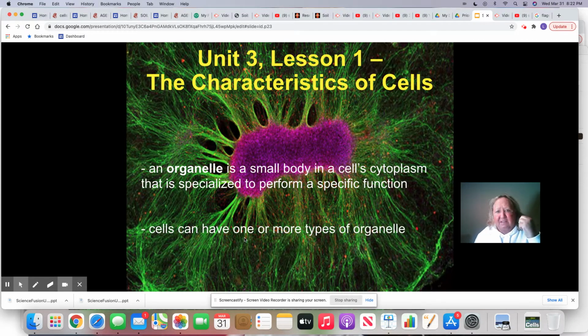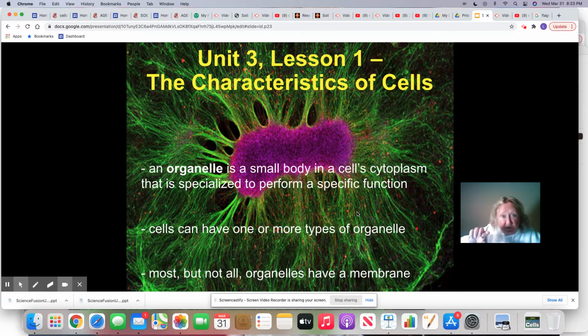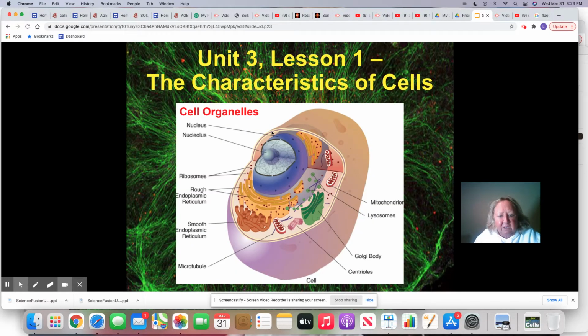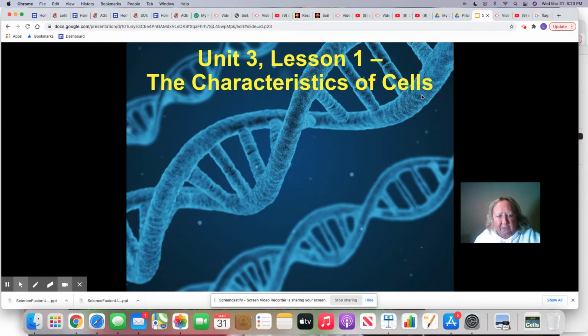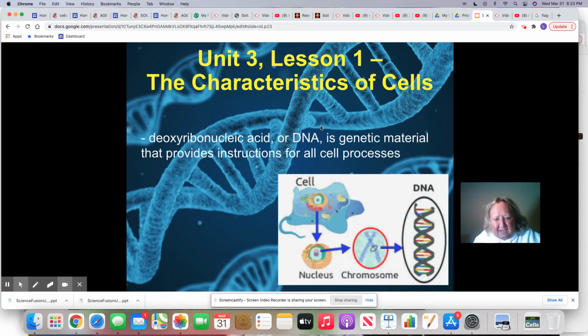And cells can usually have more than one type of organelle. Most of these organelles, not all, but a big percentage, have a membrane around them. Just like the cell membrane covers the outside of the cell, each organelle inside of it has another membrane around it. Here's an advanced drawing of a cell. We're going to talk more about these parts in a couple weeks, so I'm not going to bother with that right now.